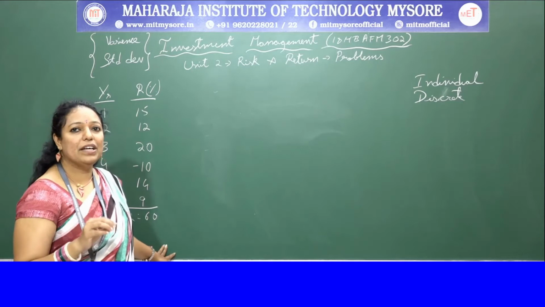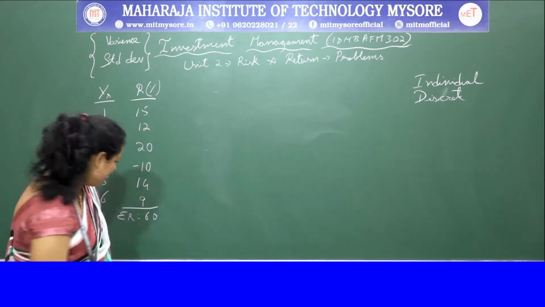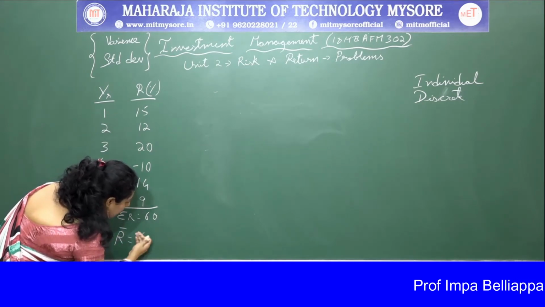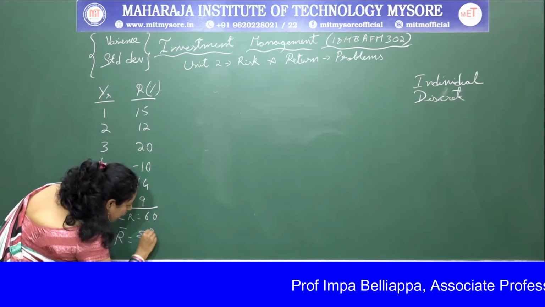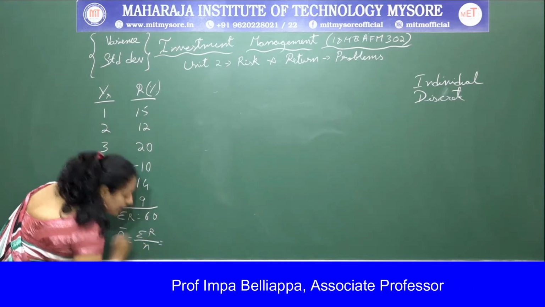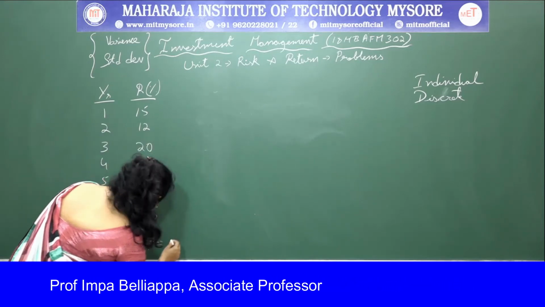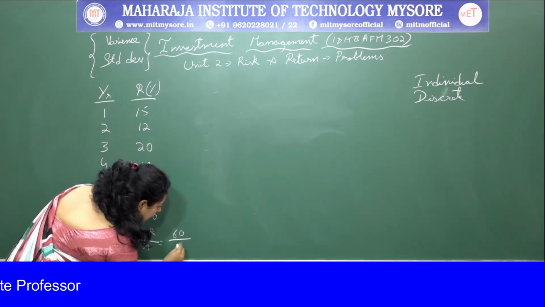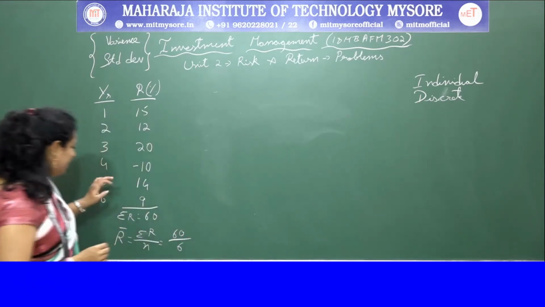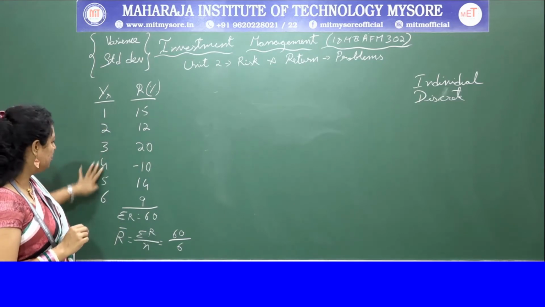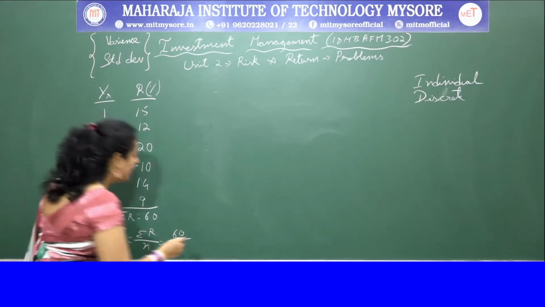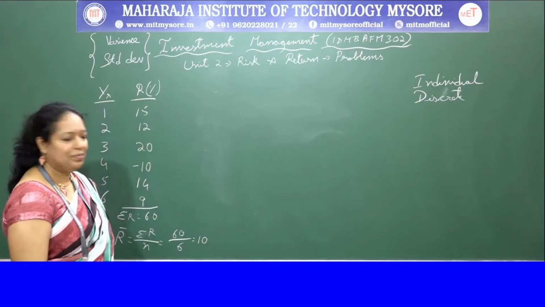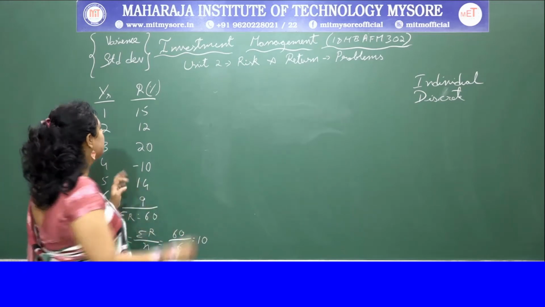The next step is to find R bar. R bar is equal to, the formula is, summation of R divided by N. So summation of R is 60, divided by 6 years. N is the number of years: 1, 2, 3, 4, 5, 6. 6 years of data is given. So your answer is 10. R bar you have got is 10.